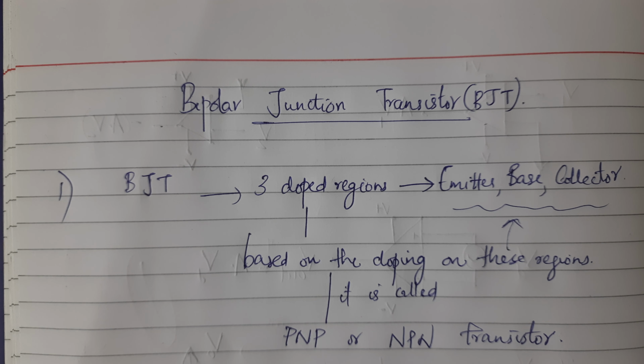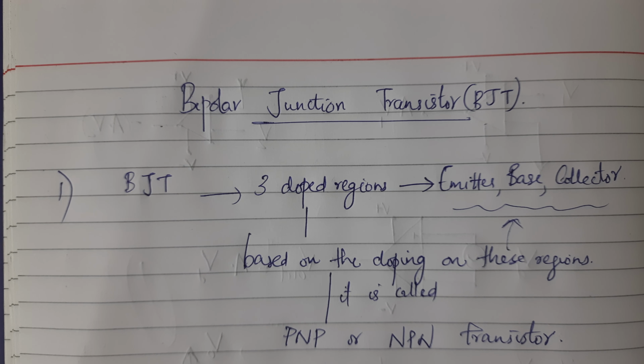Hi everyone, today we will see a video on Bipolar Junction Transistor or BJT. So, what is bipolar? It indicates that electrons and holes contribute to the flow of current, and it also has two junctions, that is, two PN junctions. We will go into the details of that.